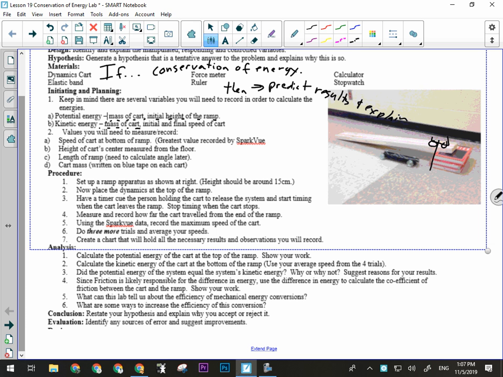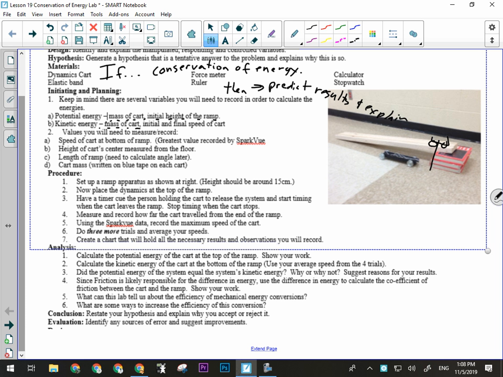Okay, and then for question number 3, did the potential energy of the system equal the system's kinetic energy? Yes or no? Then why or why not? And suggest reasons for your results. Okay, question number 4 is going to involve some calculation and some thinking. Okay, friction is likely responsible for the difference in energy. Okay? Use the difference in energy to calculate the coefficient of friction between the cart and the ramp.